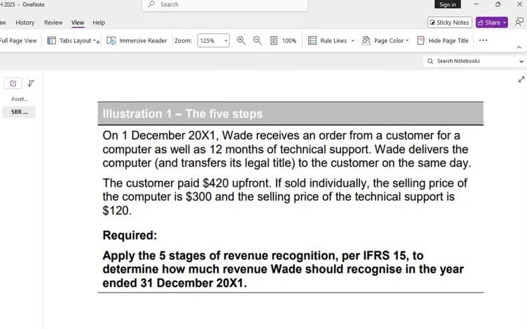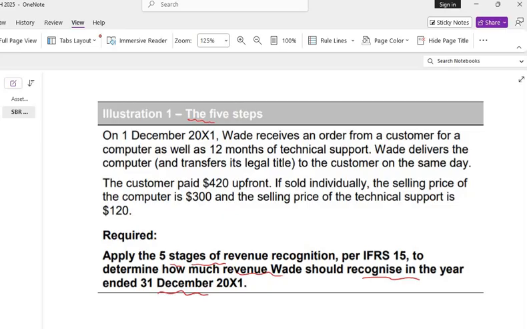Now here is an example. You see here: apply the five stages of revenue recognition, IFRS 15, to determine how much revenue W should recognize at the year end 2001. So here we have a question, we have an illustration. We have to just follow the 5-step rules, and then we will recognize the amount of revenue.